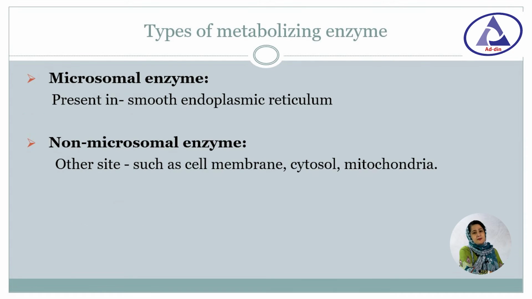The types of metabolizing enzymes. Two types of metabolizing enzymes are involved in biotransformation. Number one is microsomal enzyme and number two is non-microsomal enzyme. Microsomal enzymes are mostly present in the smooth endoplasmic reticulum, and non-microsomal enzymes are mostly situated in the other sites such as the cell membrane, cytosol, lysosome, nuclear envelope, etc.